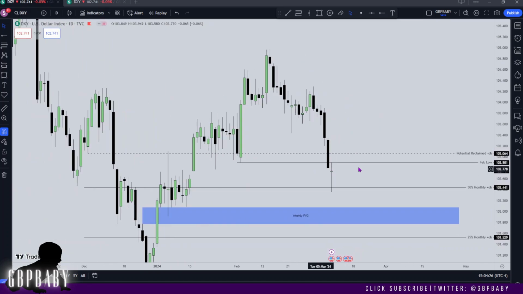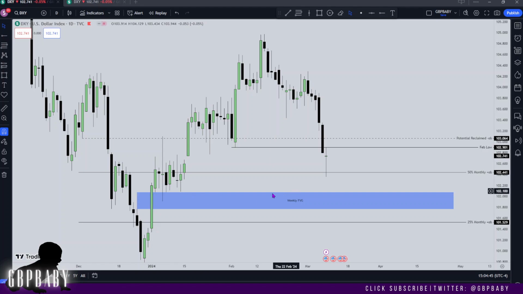And here on the daily, now you can see that potential reclaimed bearish order block level, that February low, which we just traded through and closed on a low on Thursday. And that 50% level that we just traded to as well and had a nice reaction off of, which is typical of price. When we hit the 50% level of ranges, that tends to happen very much. And then of course we have the weekly fair value gap.